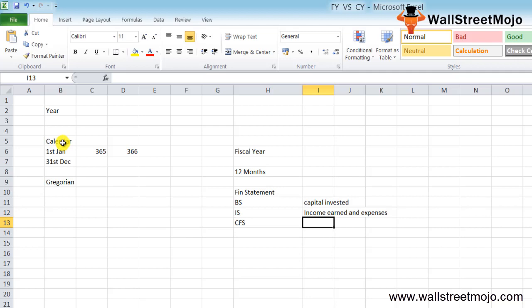The next is the cash flow statement. The cash flow statement reports the cash generated and utilized through various activities. The first one is operating, then there is the investing activity, and the last one is the financial activity, used during a given period of time.